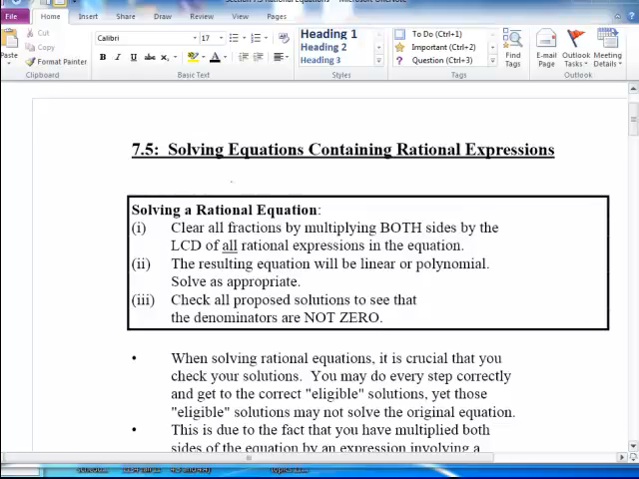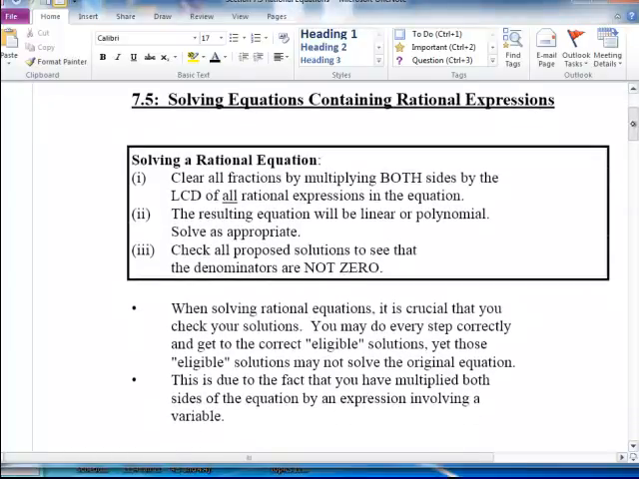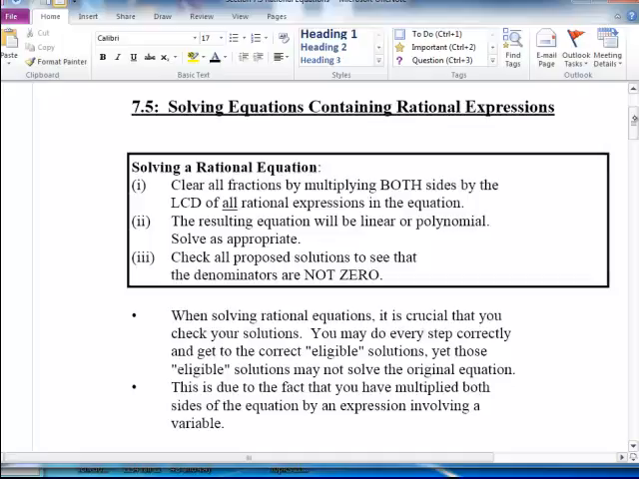This video covers section 7.5, which discusses how to solve a rational equation. So here we have outlined the steps. The first step will be to clear all the fractions by multiplying everything by the LCD of all the denominators that we see in the expressions.